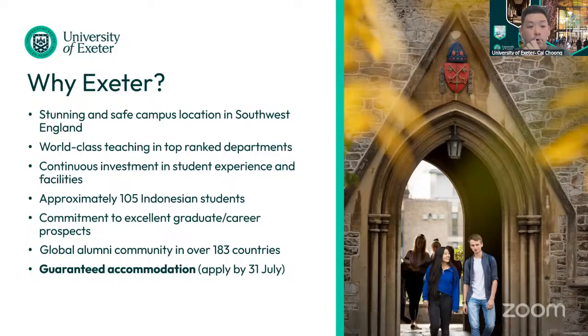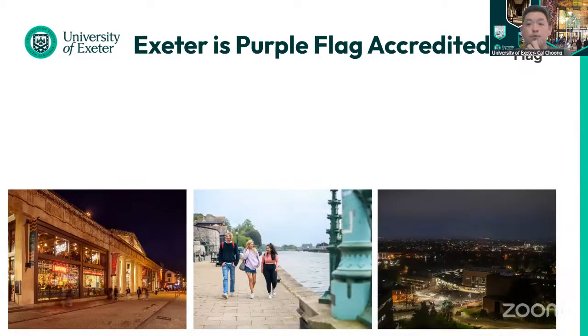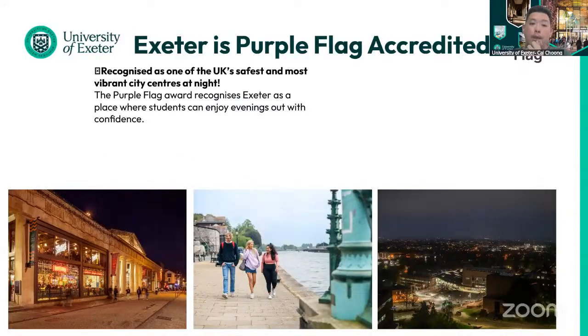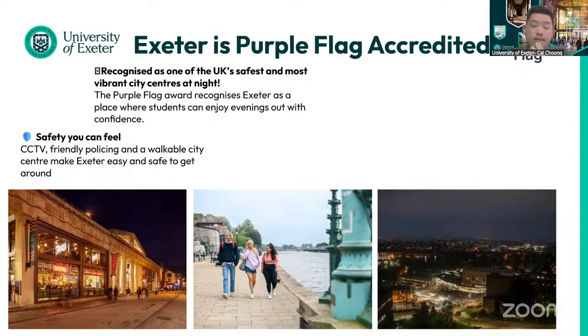Okay. Also, in terms of security and safety, we are one of the winners of the Purple Flag, whereby we are recognized as one of the UK's safest and most vibrant city centers at night. So rest assured, if you're going out alone in the city center, it's very safe to walk around. There are no issues of crime and everything, particularly in the city center and also around Exeter. You can also feel safe because there are lots of CCTVs and friendly police patrolling around.